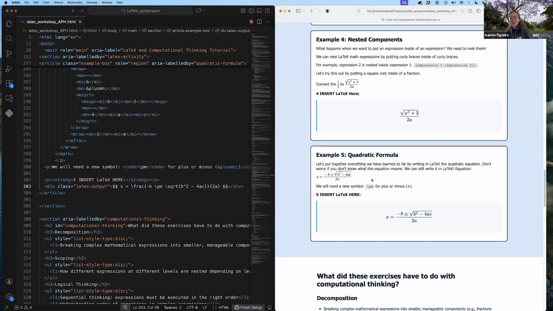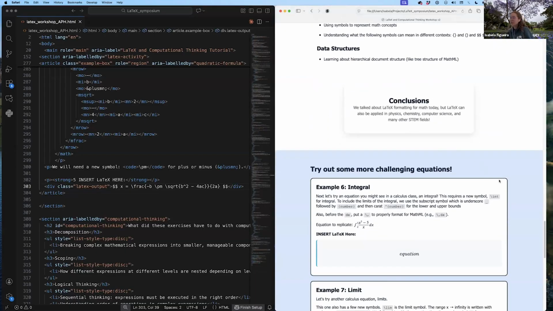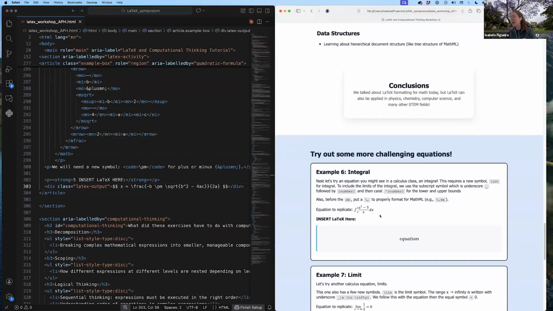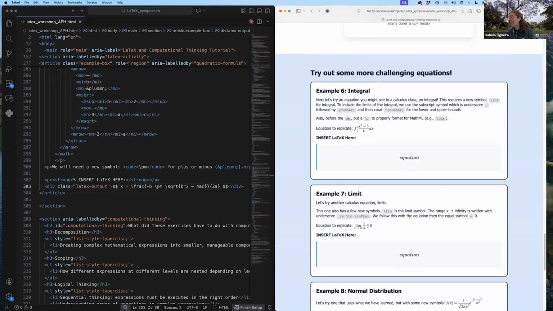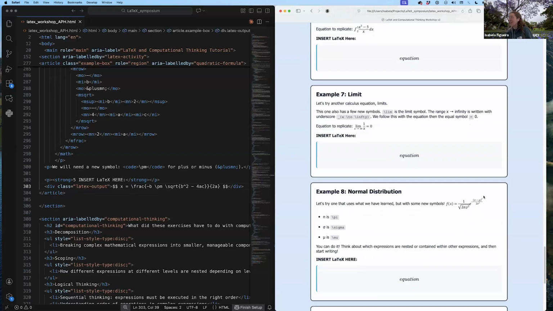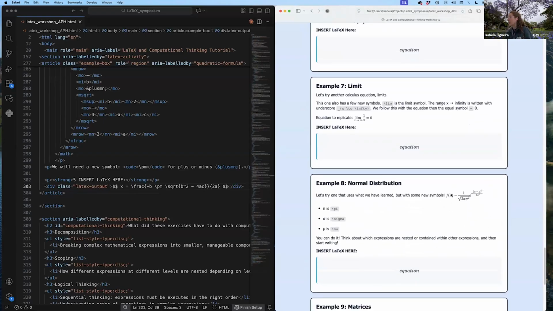But yeah, that's all of the examples I have for you today. In this web file, in the HTML file, I do also have at the bottom some other examples that you can try in your own time. For example, I have some instructions on how to write an integral, which is a calculus formula. You can also write a limit, that's another calculus formula. Or you can even write something from probability and statistics called a normal distribution. This equation looks pretty gnarly. It has a fraction, it has new symbols like pi and sigma, it has an e with an exponent that has a fraction inside of the exponent.